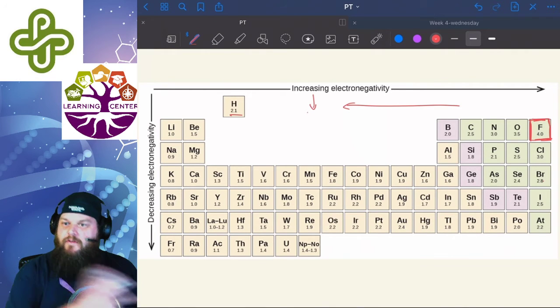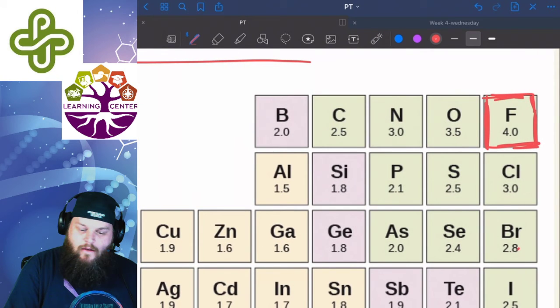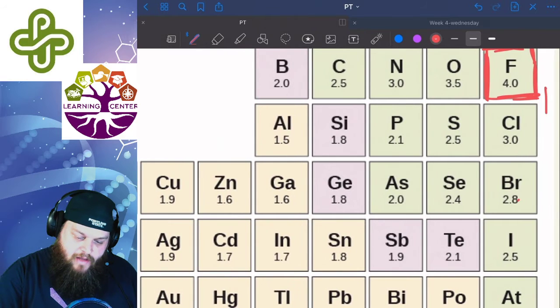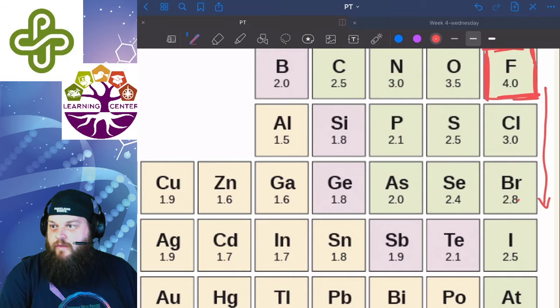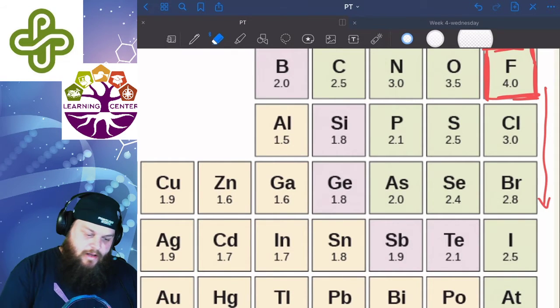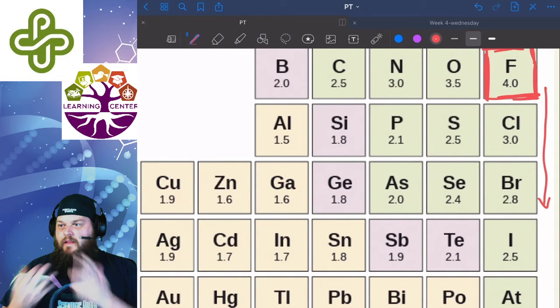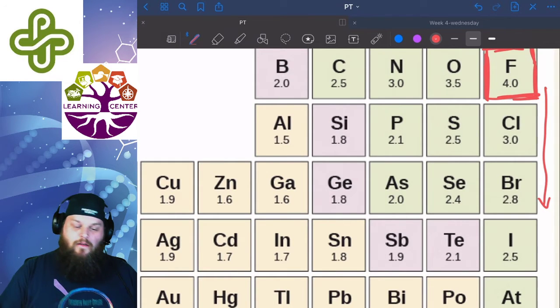So if you move farther to the left on the periodic table in the same row, fluorine at 4 goes down to oxygen at 3.5, nitrogen at 3, carbon at 2.5, boron at 2, and so on. But also, if you go farther down on the periodic table, chlorine is 3, bromine is 2.8, and iodine is 2.5. So the farther down you get on the periodic table, the less electronegative it is. The farther to the left of the periodic table, the less electronegative it is.